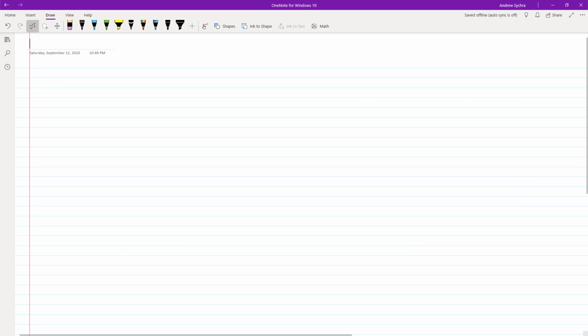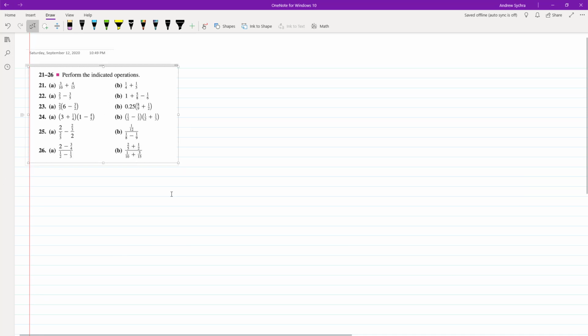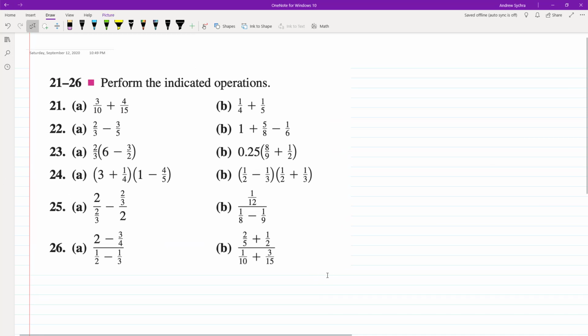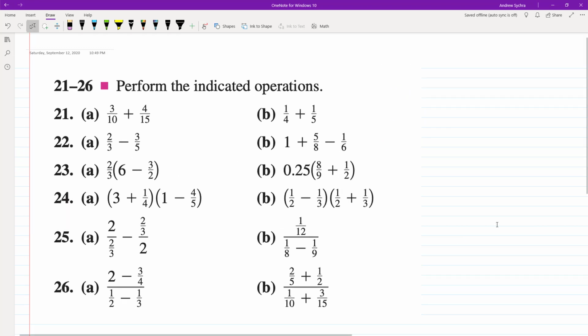Next problem set. 21 through 26. Yikes. Okay, so perform the indicated operations. What we need to do here, we need a common denominator. It looks like our common denominator in this case is going to be 30. So this ends up being 9 over 30 because we can multiply top and bottom by 3. And this is 8 over 30, so we get 17 over 30.